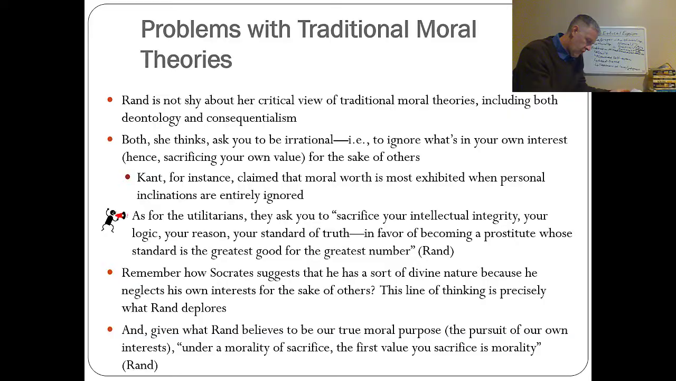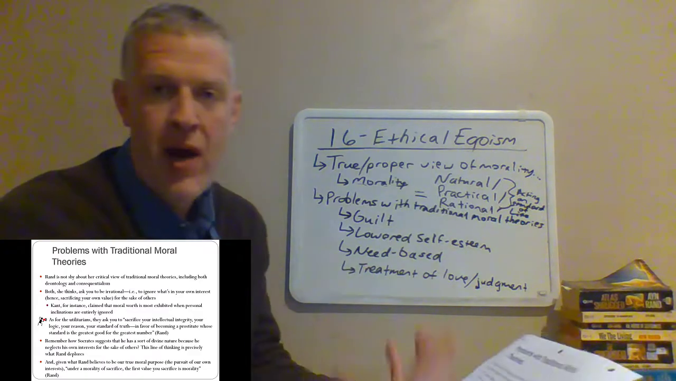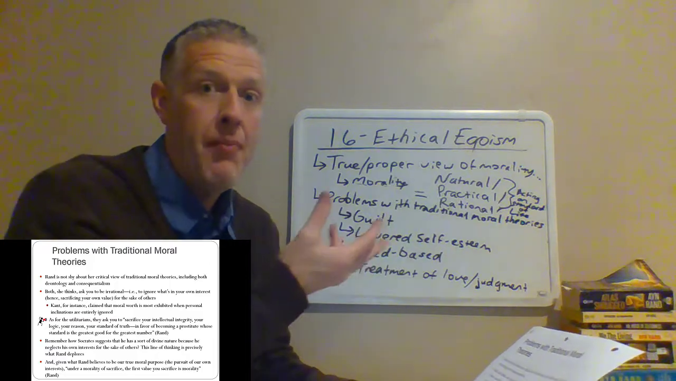Okay. And I like the way that this is put. If you look at the bottom of slide 12, given what Rand believes is our true sense of morality, what ought to be our true sense of morality, what the proper sense of morality is, under a morality of sacrifice, or under the traditional moral views, the not proper sense of morality. Under a morality of sacrifice, this is a quote, the first value you sacrifice is morality in the proper sense, end quote. So under the traditional view of morality, the first thing you're going to sacrifice is morality properly understood.